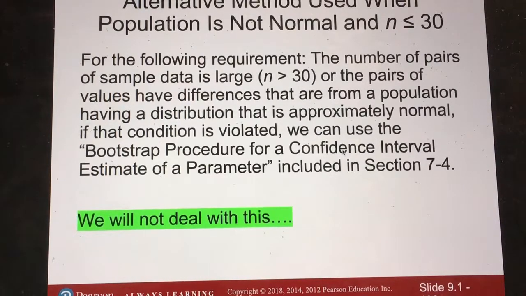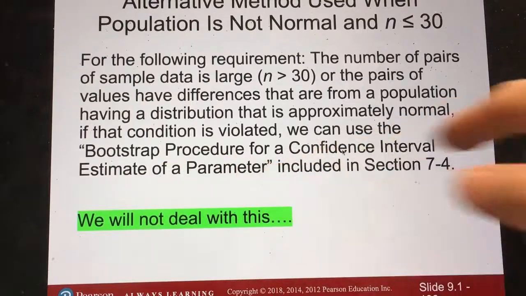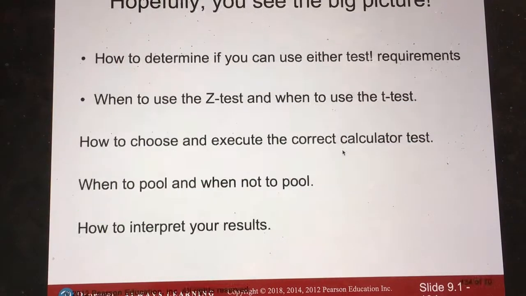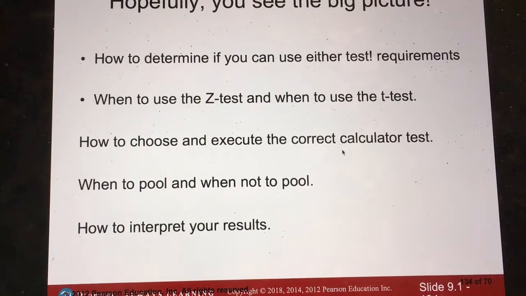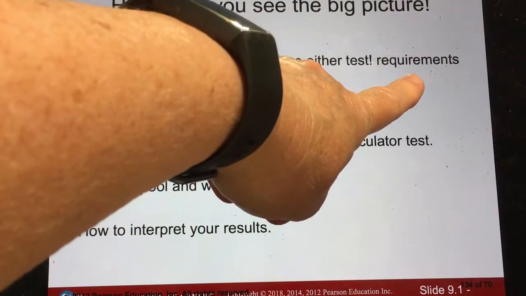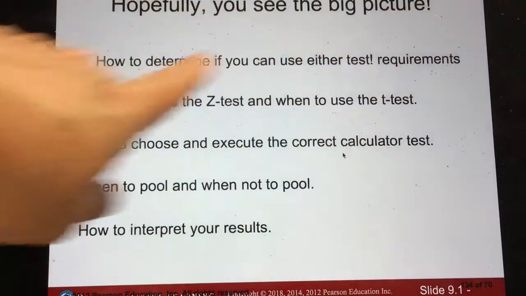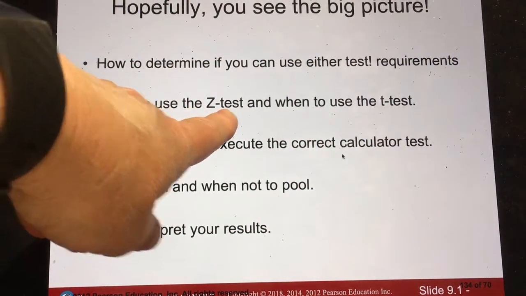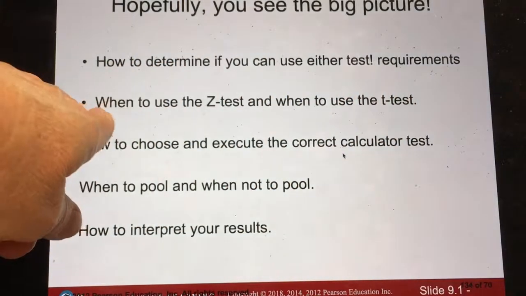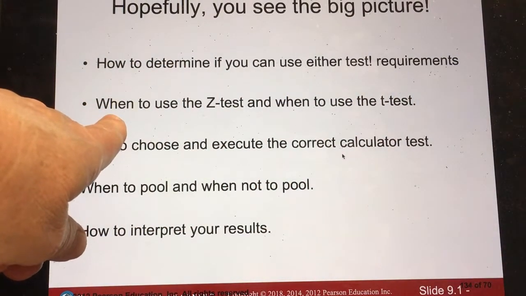So, alternative method used when population is not normal and N is less than or equal to 30. Basically, they're talking about that bootstrap again, which is outside the purview of this class. We will not deal with this. So now, hopefully you get the big picture. How do you determine if you can use either test? Know your requirements for each one of these tests. When do you use the Z-test? When do you use the T-test? Make sure you know that. Make sure on your 4x6 cards you have that noted.